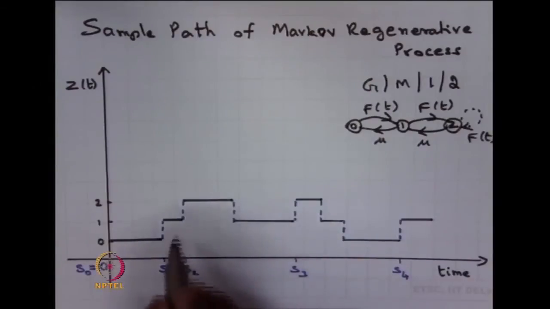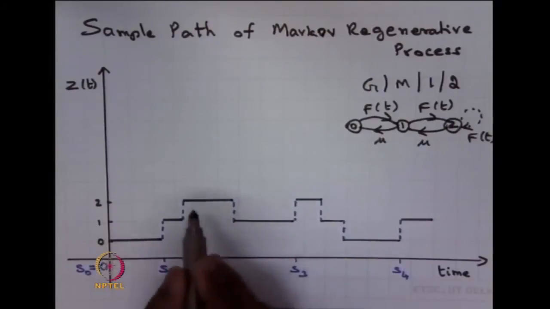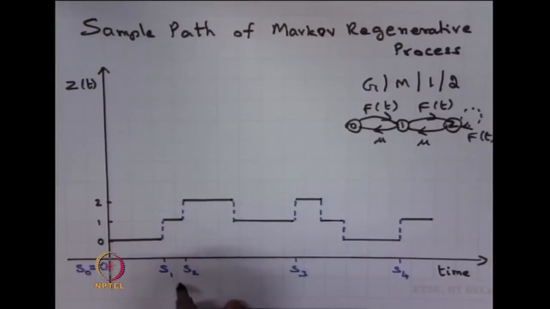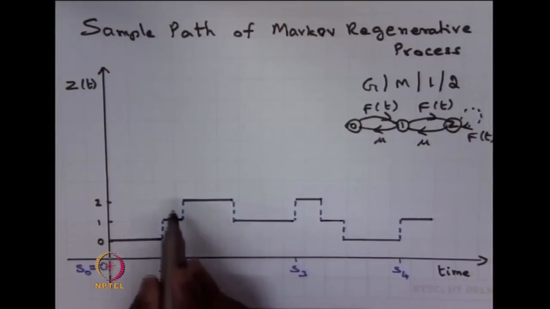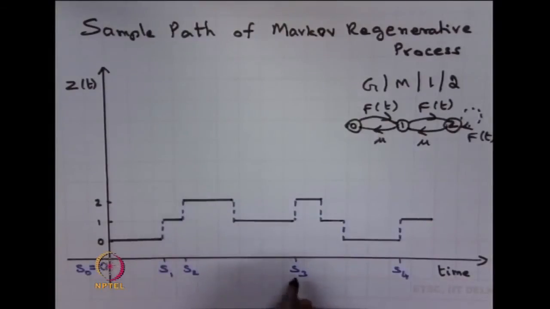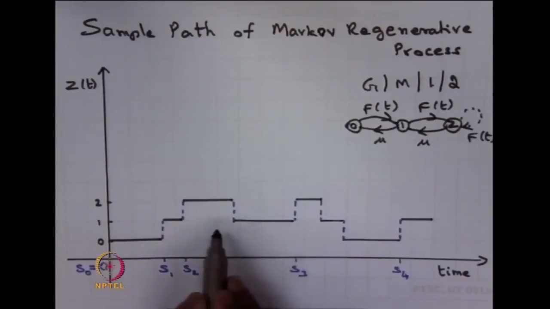Even though the system is moving into different states in between the arrival time epochs. For instance, between the time epochs S2 to S3, the system moved from the state 2 to 1. At the time point S2, the system was in the state 2, whereas at the time point S3 also the system is in the state 2, but in between the system was in the state 1 for some time.